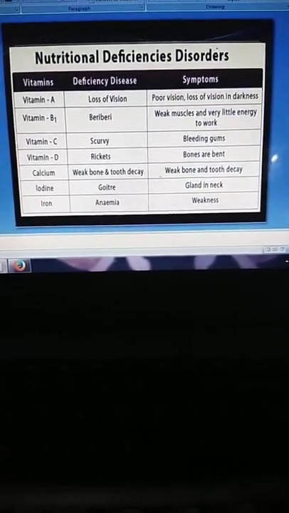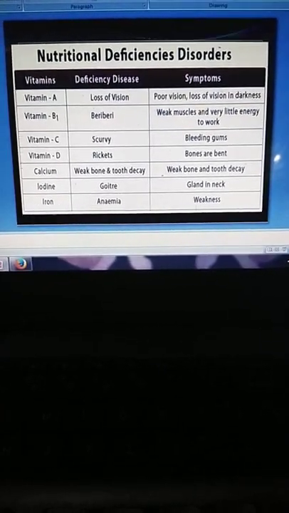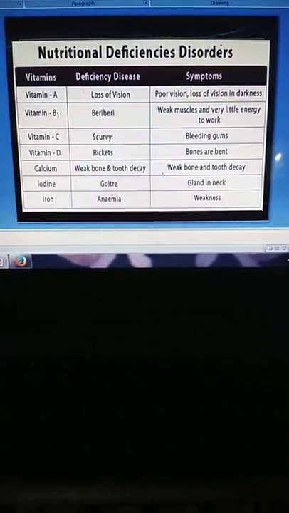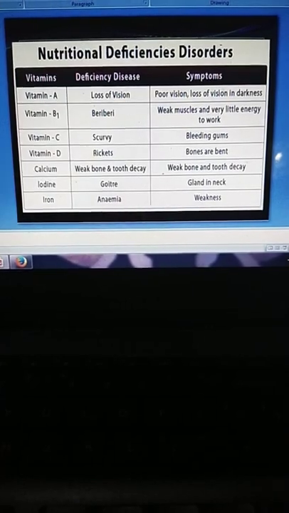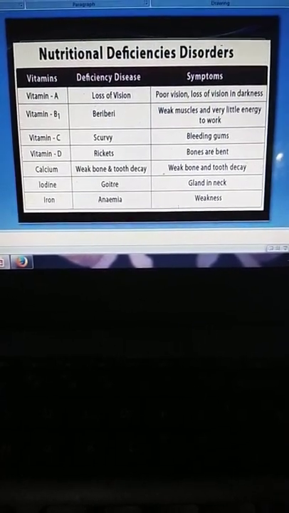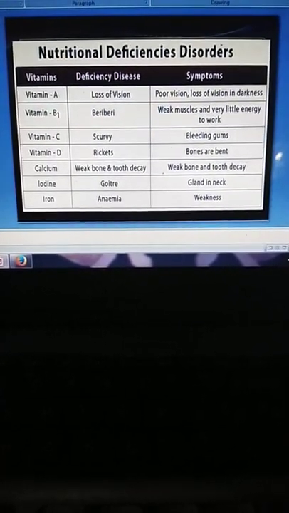So students, it is very necessary that you all should have a proper diet with all sorts of vitamins and minerals.